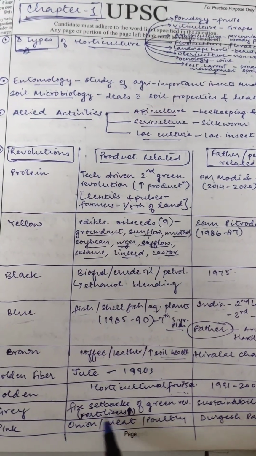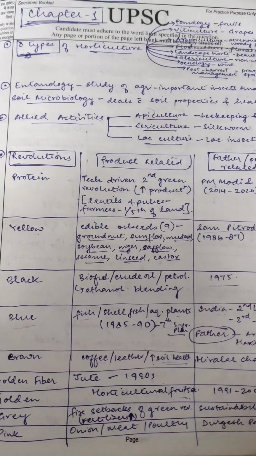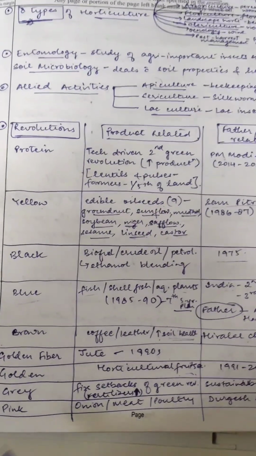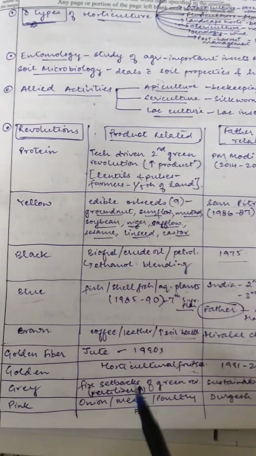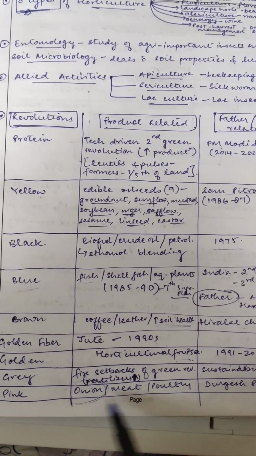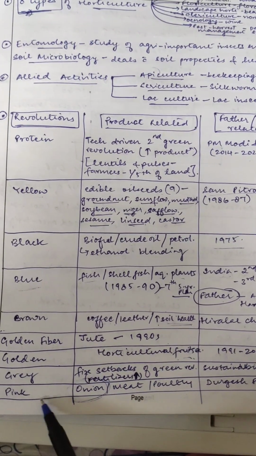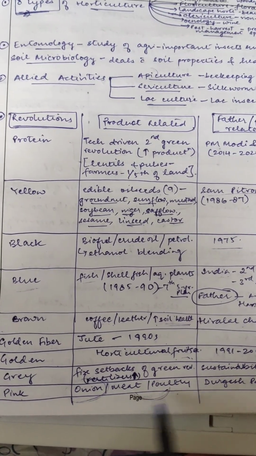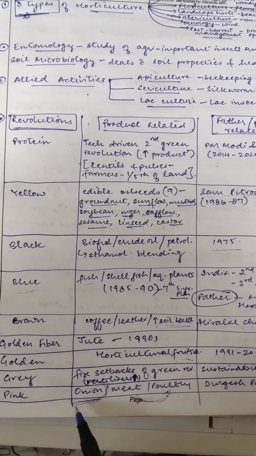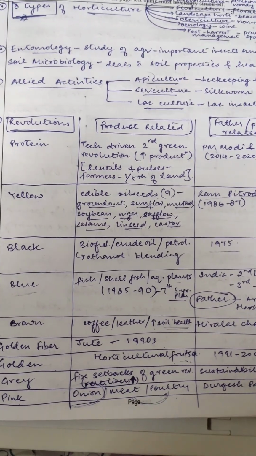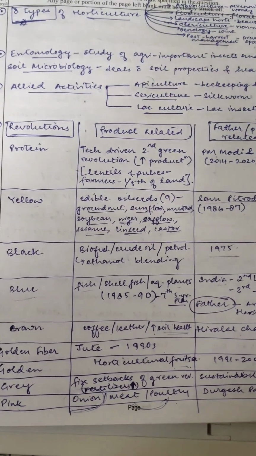The grey revolution is about the increase of fertilizer. The pink revolution is basically onion, meat and poultry. In a few places it is written that the pink revolution is related to meat and poultry also, but it is also red. It is said that the onion revolution and pink revolution are related, and the father of the pink revolution is Durgesh Patel.